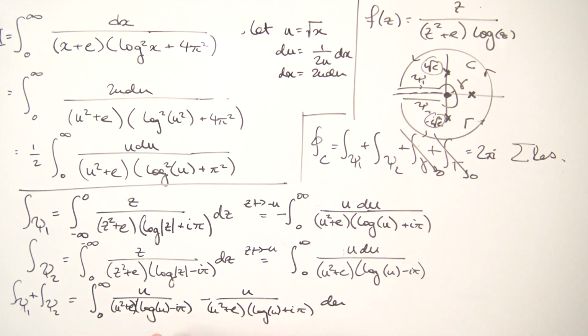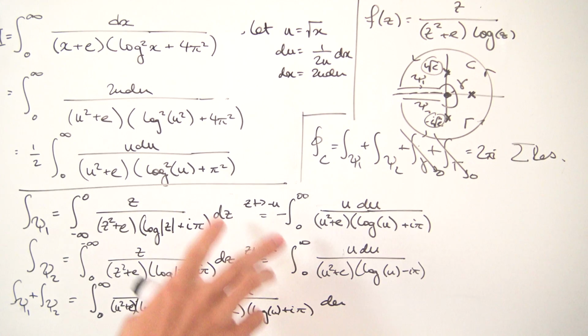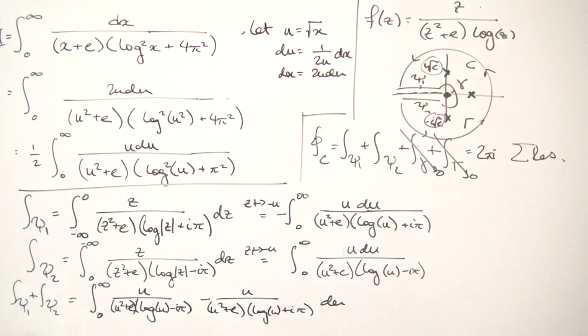So now we're going to try to combine these two fractions together, and this is actually how we're going to reproduce this log squared of u, because notice this fraction over here, the denominator is missing the plus I pi factor, and then the same thing over here, this fraction is missing the minus I pi factor. So to combine the two fractions together, we just cross multiply, and then we should recover the log squared of u.